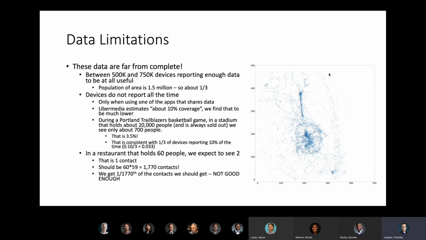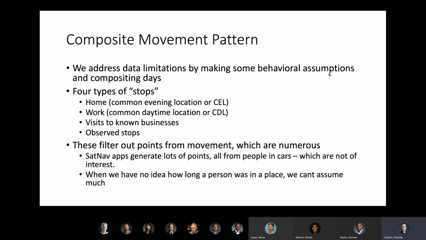Oh, crap, 2.2 billion pings seemed like a lot, but it's not enough. And so I'm going to go through a method we've worked out to try to fix that. Because there's a lot of information there. But how can we do some data origami to make this useful? What we've done is we've come up with this idea of a composite movement pattern. So we can know some things.